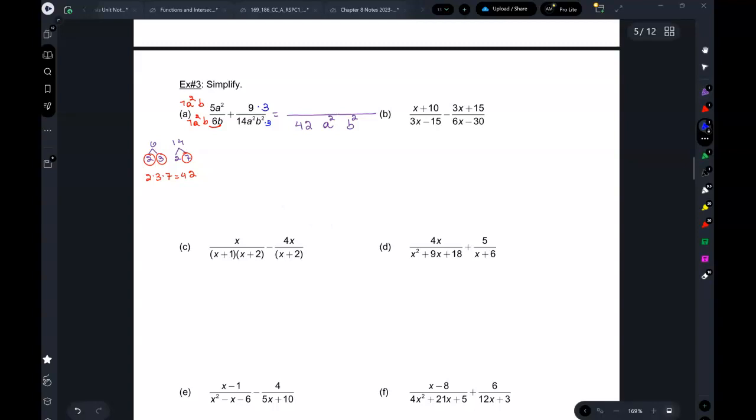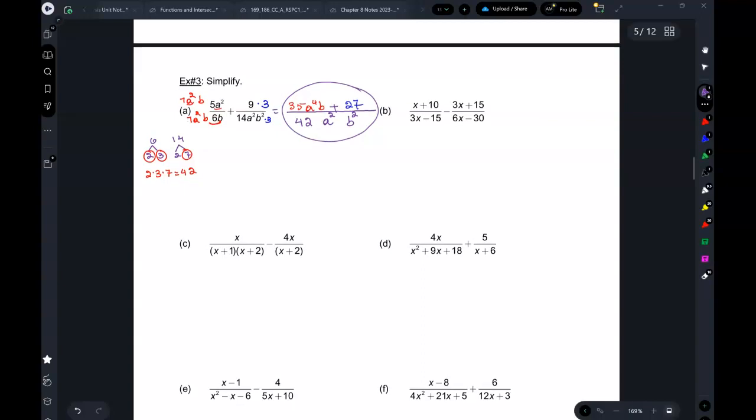Okay, so let's see here. What do I have in the numerator? 7 times 5, 35. A squared times a squared, a to the 4, times b, plus 9 times 3, 27. All right, and it looks like that's it. That's actually my answer there. Okay? All right, let's do another one.